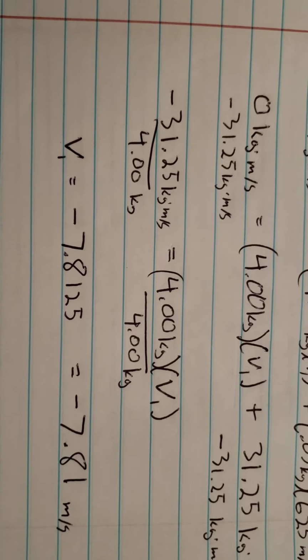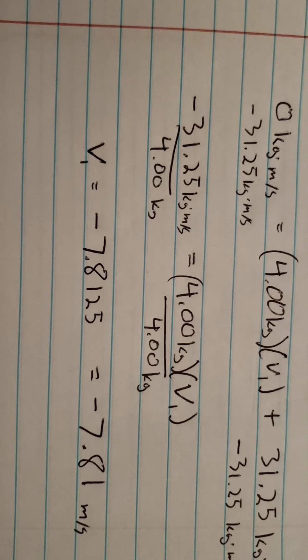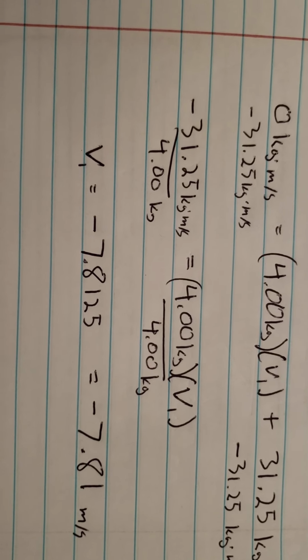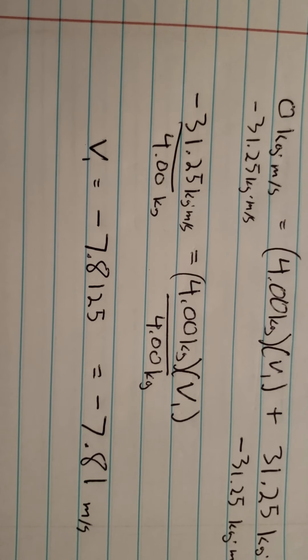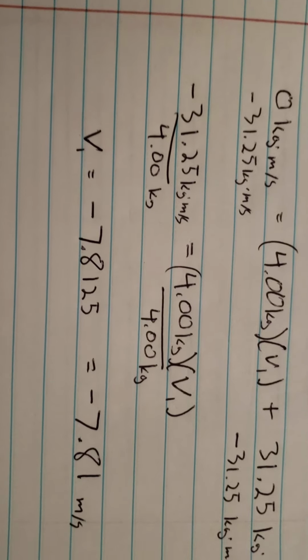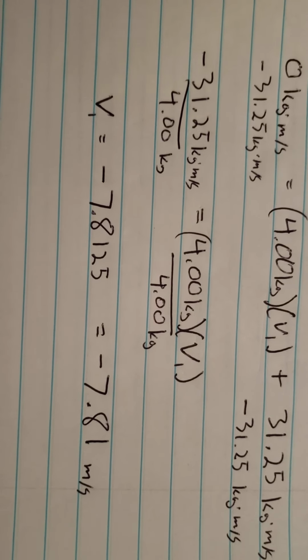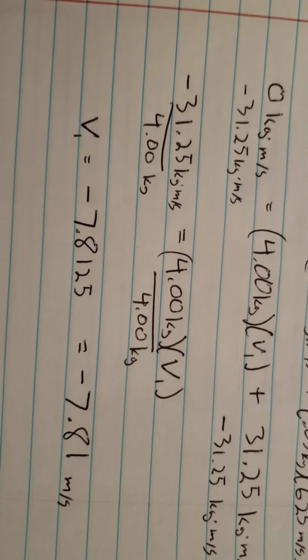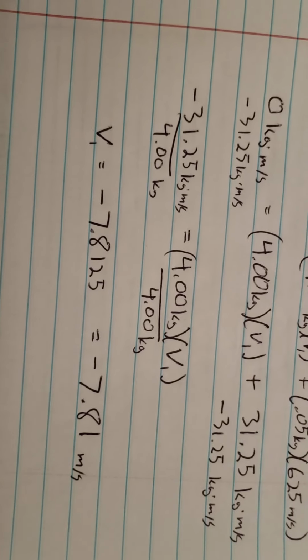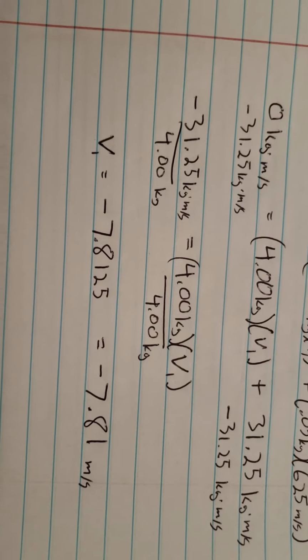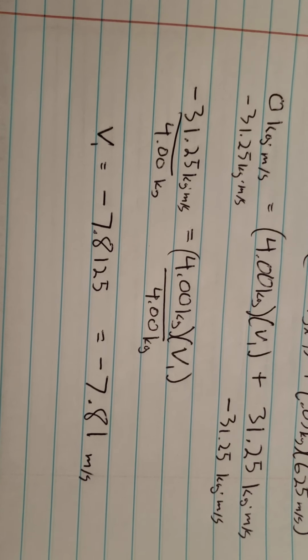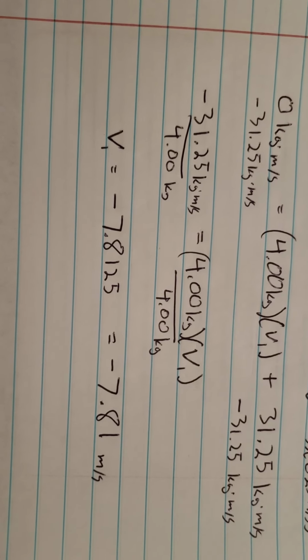Rounding to 3 significant figures, as we began this problem with numbers of 4.00, 50.0, and 625, all of which have 3 significant figures, we get negative 7.81 meters per second. That is number 19, recoil problem. You will have new notes coming out soon on two-dimensional momentum.